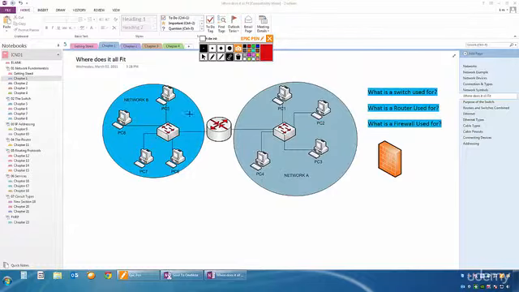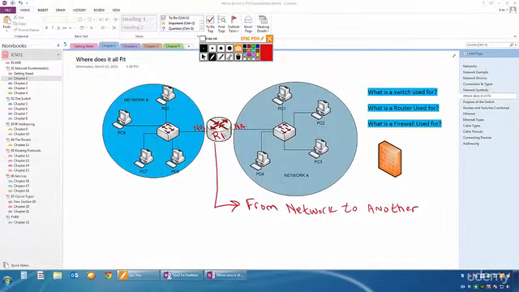What's a router's job? Its job is to send traffic from one network to another. That's the job of a router. So here's router 1 sitting here. Now this particular interface is going to be configured for network B, and this interface over here is going to be configured for network A. And the router's job is to send traffic from one network to another.